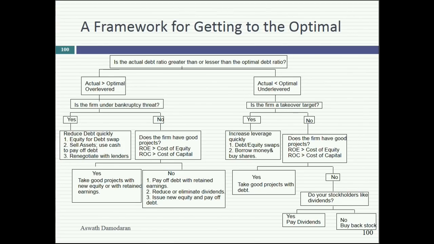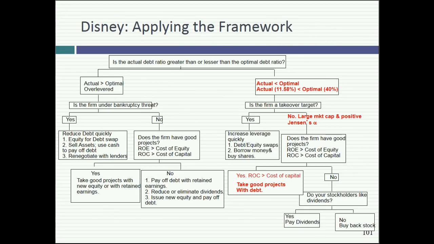Okay. So I'm going to try this on Disney. So let me go through the process. If you remember with Disney, the optimal debt ratio I got was about 40%. Using the cost of capital approach, the APV approach, the sector comparison, it is an underlevered company. Is it under potential threat of being taken over? Let's go through the list. Do you remember what the enterprise value for Disney was at the time we did this? It's about $130 billion. Not quite Microsoft, but not a small company.